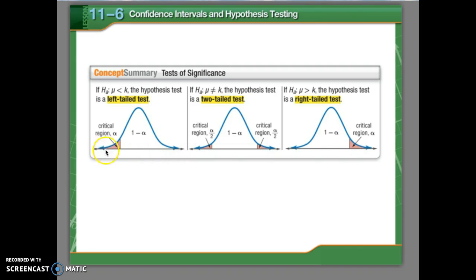The key is that the critical region is any value that's outside your z-score. That's like on the left side, any number that's below your z-score. On the right side, it's any number that's above your z-score. And on a two-tailed test, it's any number that's above or below the z-score that you get. And this time the critical region is divided by 2 because there's 2 tails that have to add up to your total amount.